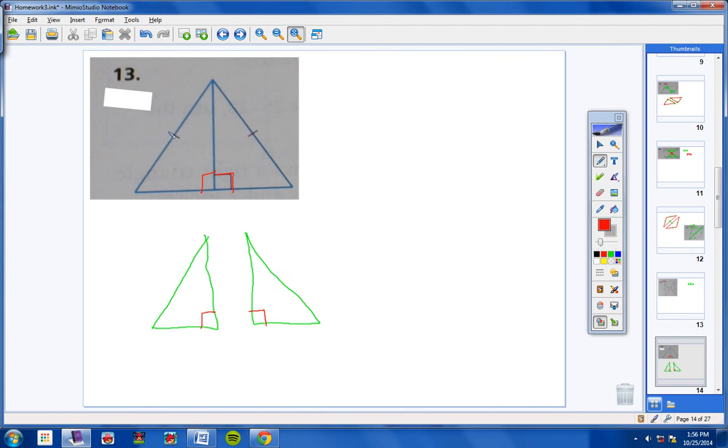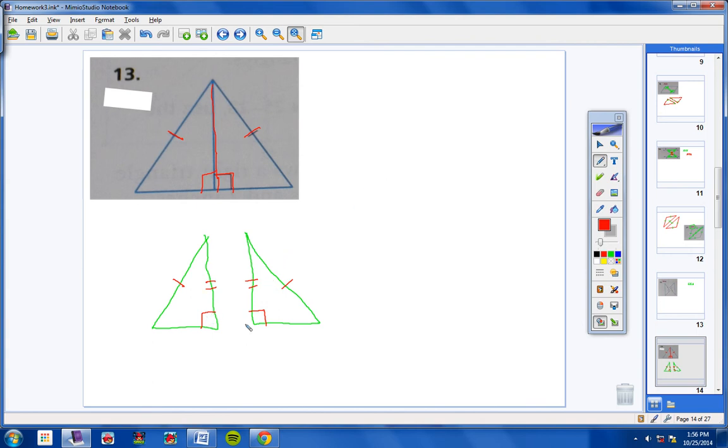And we know that they share a side here. This side here is marked. This side here is marked. And we know they share a side here. So we know this side here is congruent to this side here. Now at first it looks like side, side, angle, but it's not.